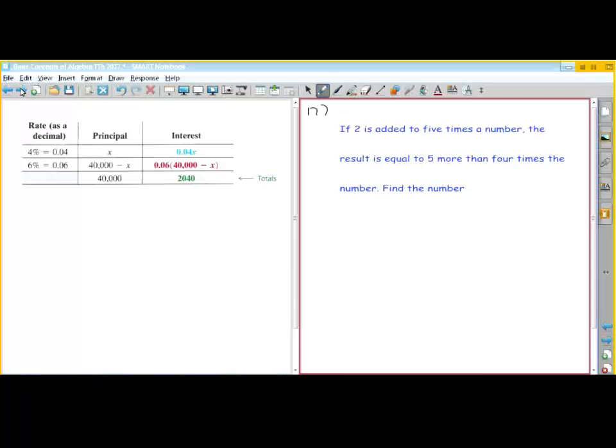The result is equal to, well, that's an equal sign. 5 more is going to be add. 5 more than 4 times the number. Okay, so see if you can come up with the equation. I'll give you a minute to do it. And then it says find the number. Once you get the equation, that's pretty easy. The hard part is coming up with the equation.